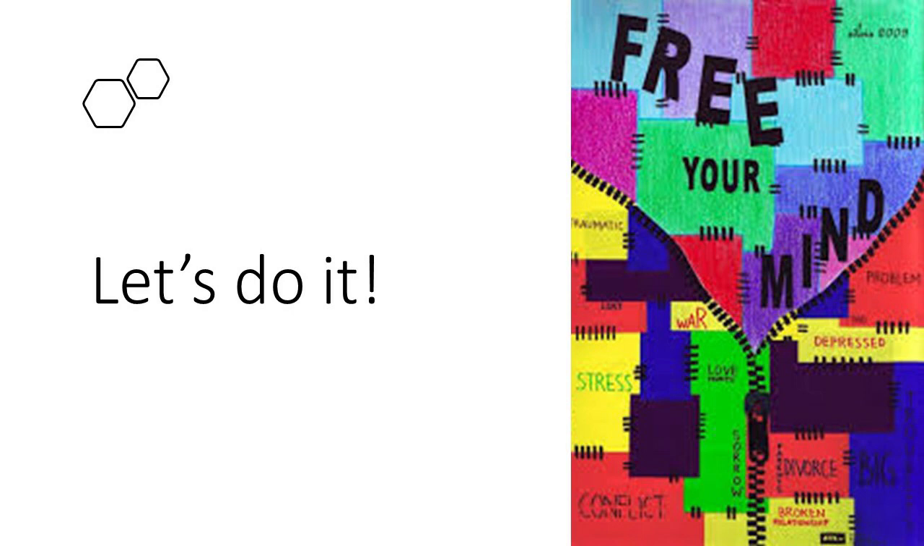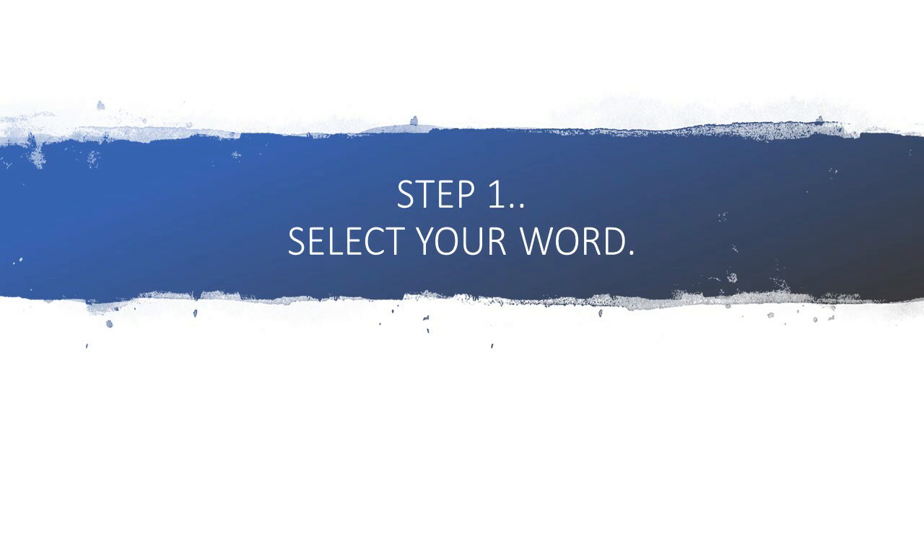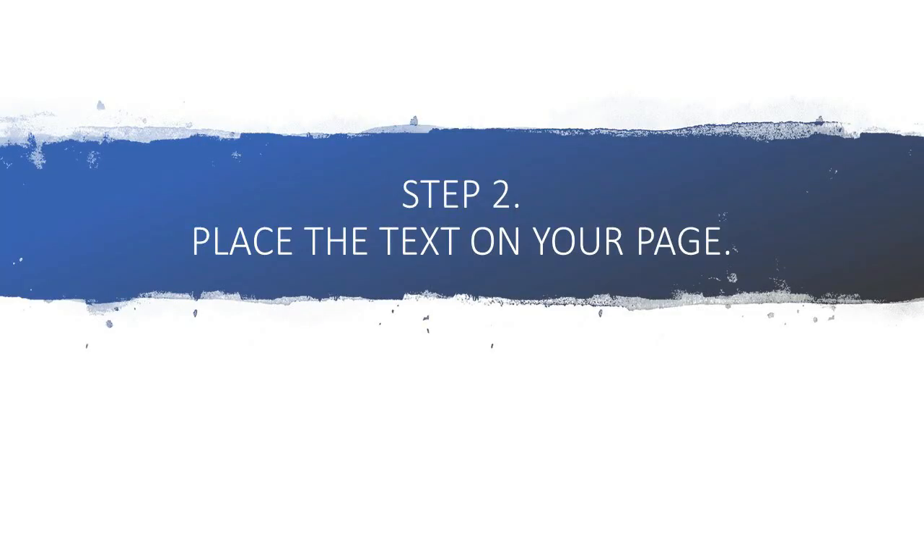Now that you have your supplies together, let's do step number 1. Select your word. In my layout, I selected the word life to be at the center of my layout. Number 2, I'm going to place my word on my art journal page.